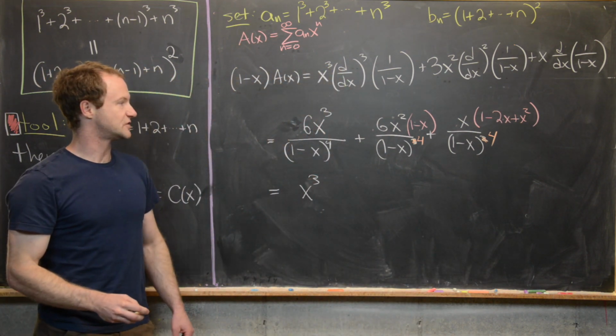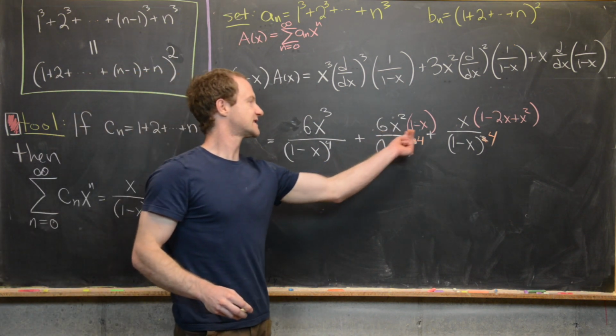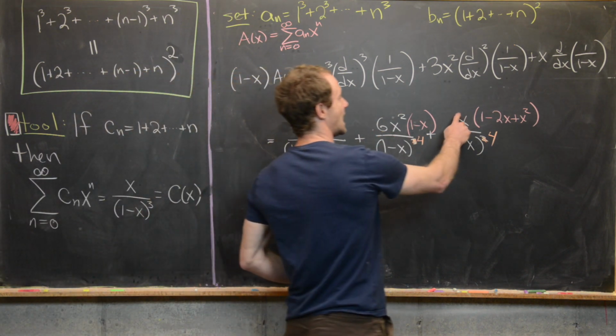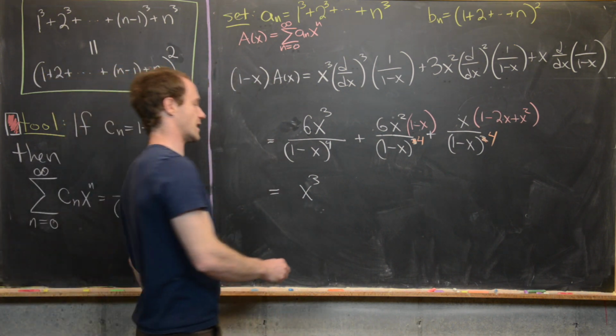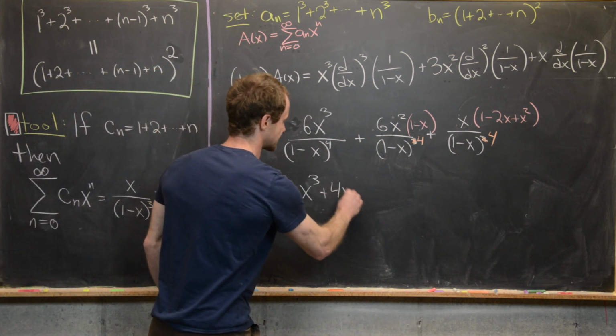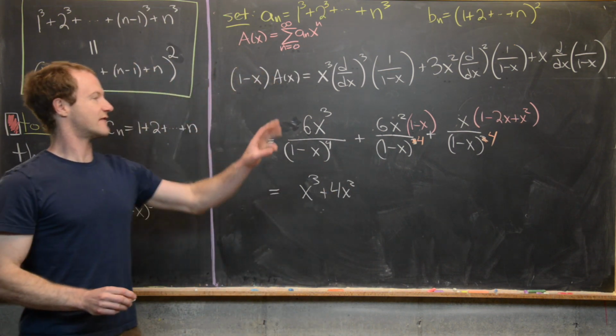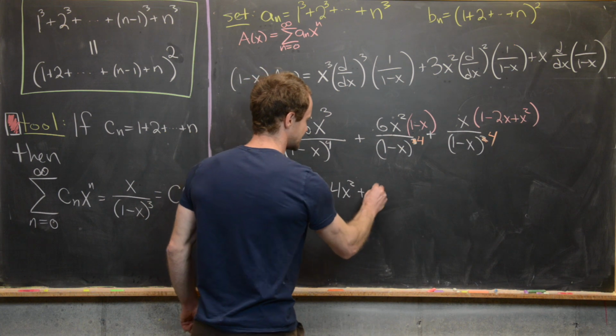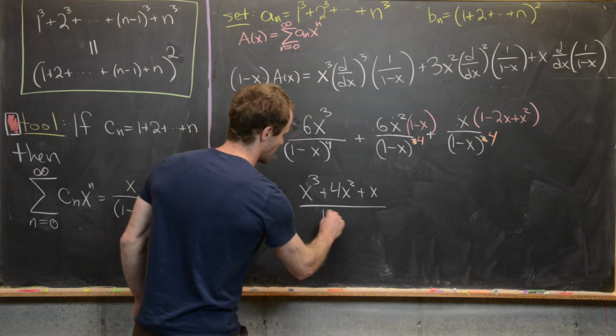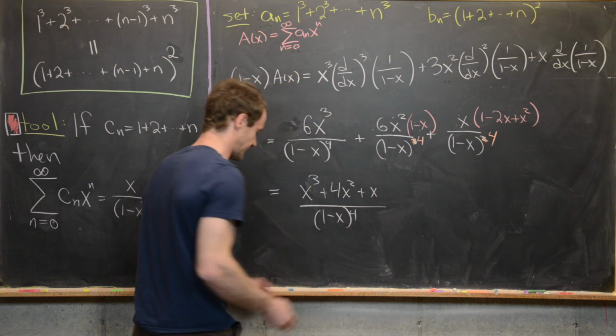Now let's look at the coefficient of x squared. So we have 6x squared from this term, minus 2x squared from that term. So that's going to give us 4x squared. So plus 4x squared. And then notice we have a single x term, and that's from this. So we'll have plus x, and this is all over (1 - x)^4.